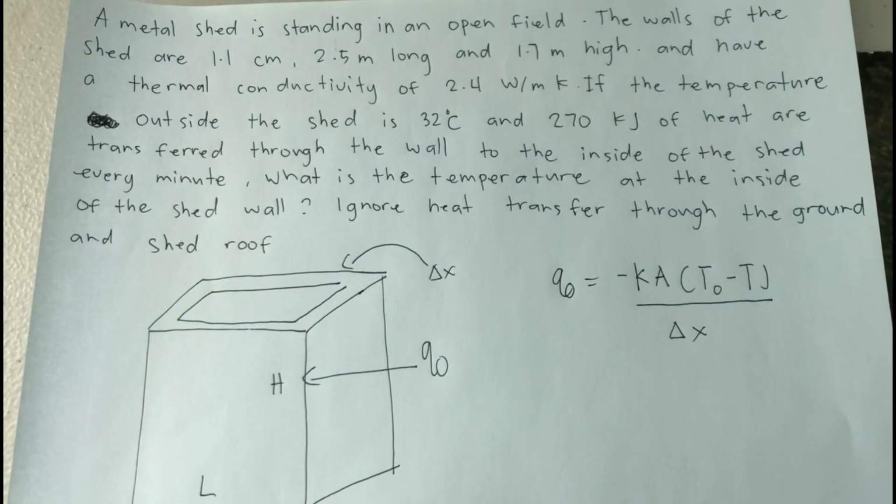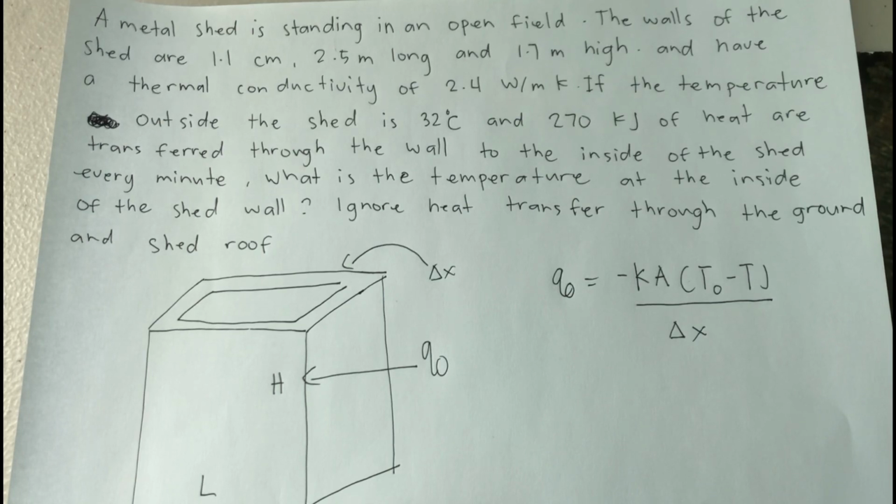Alright, so that's our core equation. Notice we have the negative sign in front of our K, thermal conductivity. That's to make sure the heat transfer goes the right way. Delta X in this equation, the wall thickness, is always negative because of where we set the zero point for X.